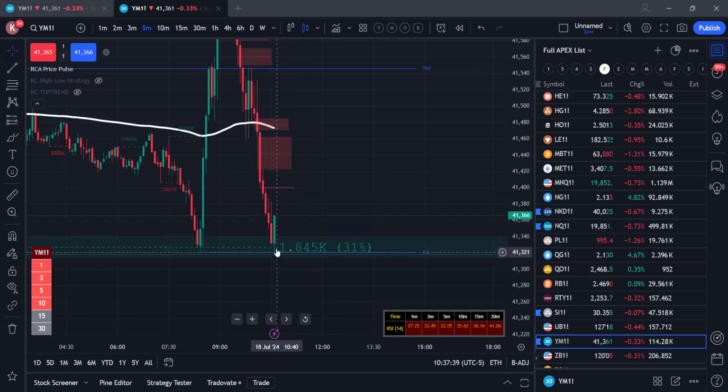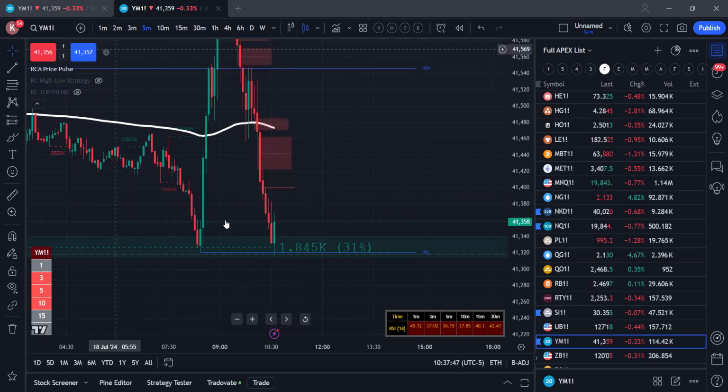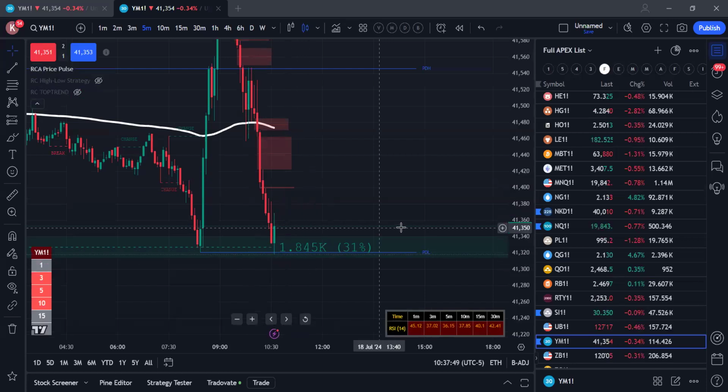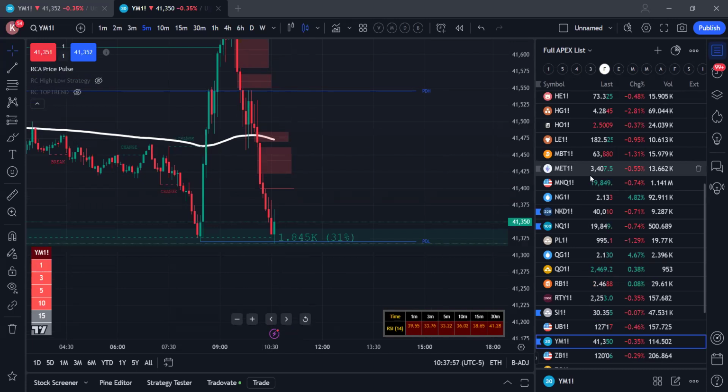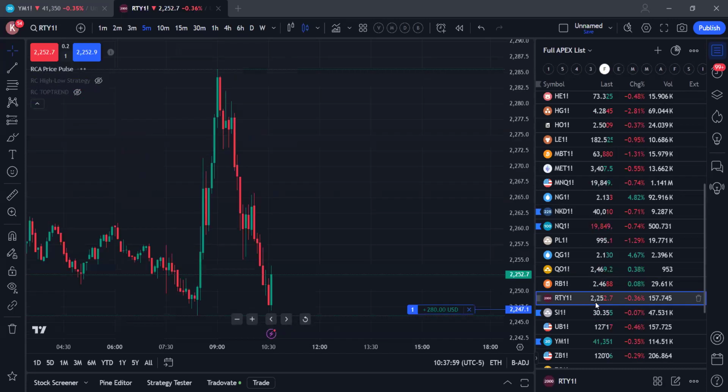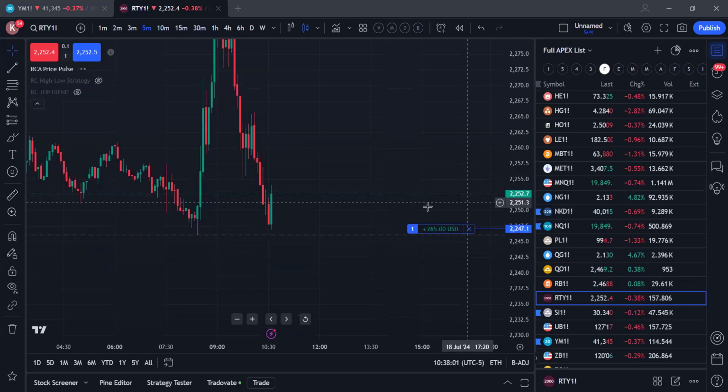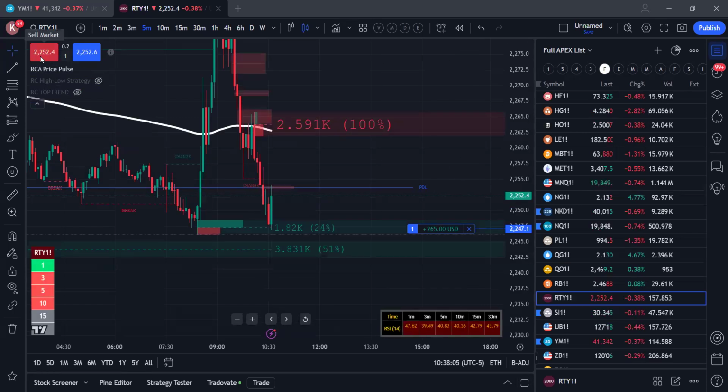right? It came here, started bouncing up, right? And if you see this, then you can also buy your DIA calls, right? YM, DIA like that. So from here to here is nearly $100, like that. Same thing now RTY also. It made nearly $270. Right, I'll take profit here.